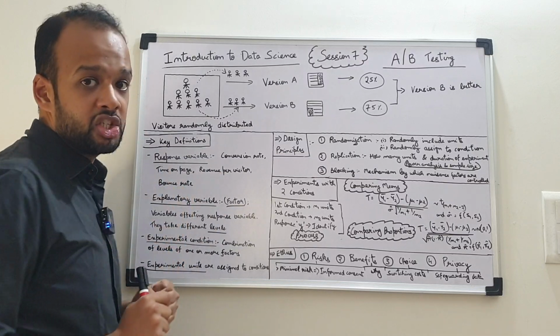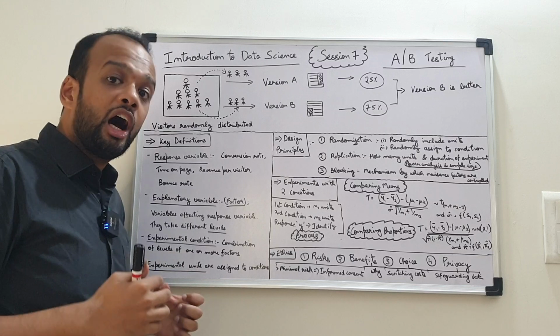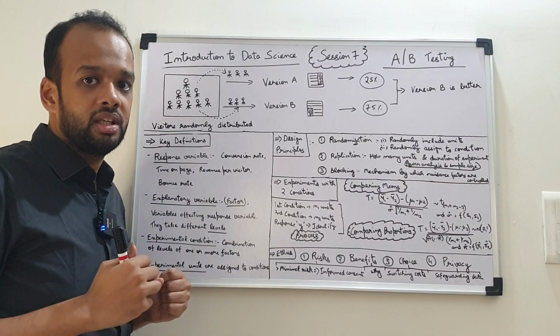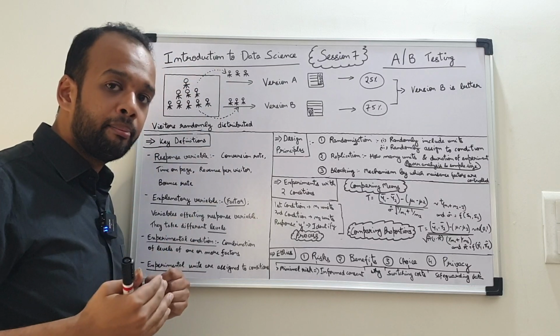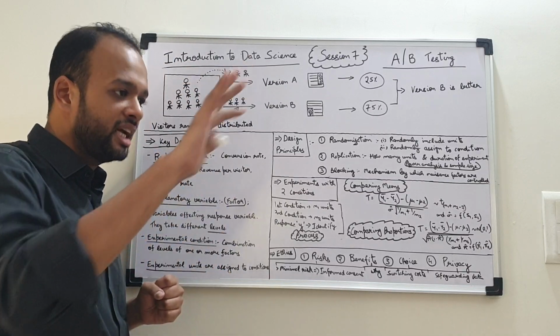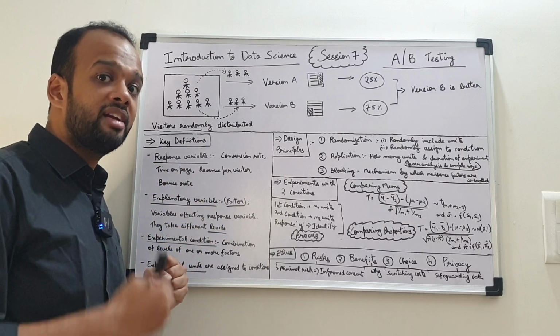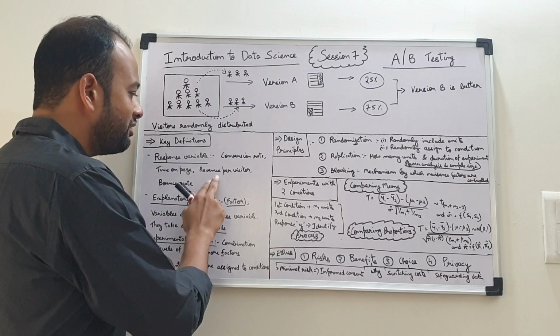The time on the page measures engagement. How much time is a particular user spending on our web page, right? Is he scrolling down completely, or is he just spending 2 seconds glancing through it and moving away? So what is the total time spent on the page? And that measures engagement. Then we have the revenue per visitor.